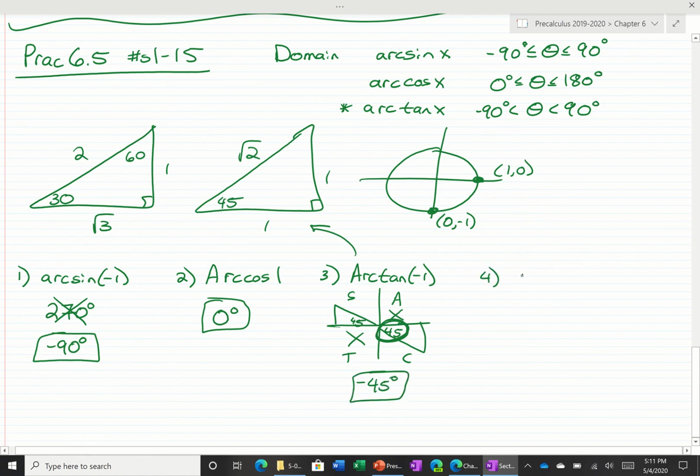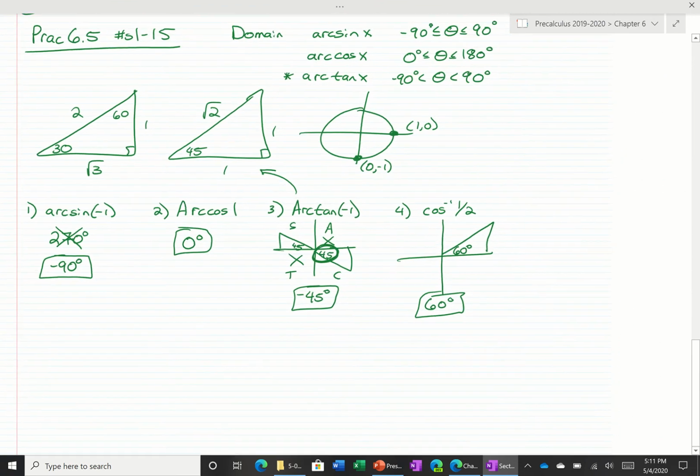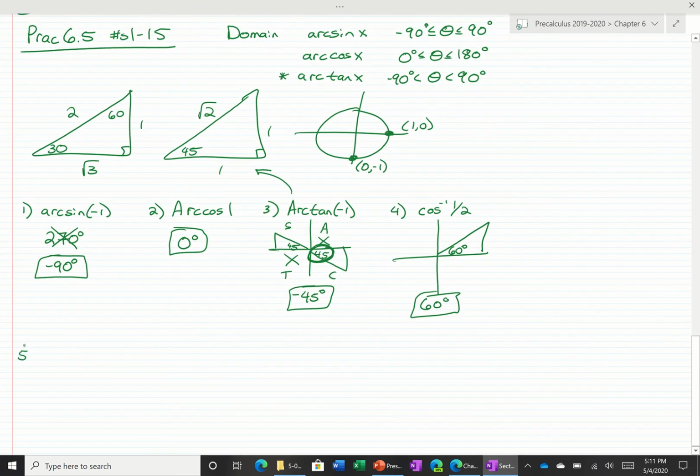Problem number 4, it's asking us what's the inverse cosine of 1/2. We are talking about arc here. So cosine we just want between 0 and 180. And if you look at our special triangles, it looks like 60 degrees would give us a cosine of 1/2 between 0 and 180. For number 5, when is sine 1 between -90 and 90? Well, remember sine is the y value, and that would happen right here at 90 degrees.